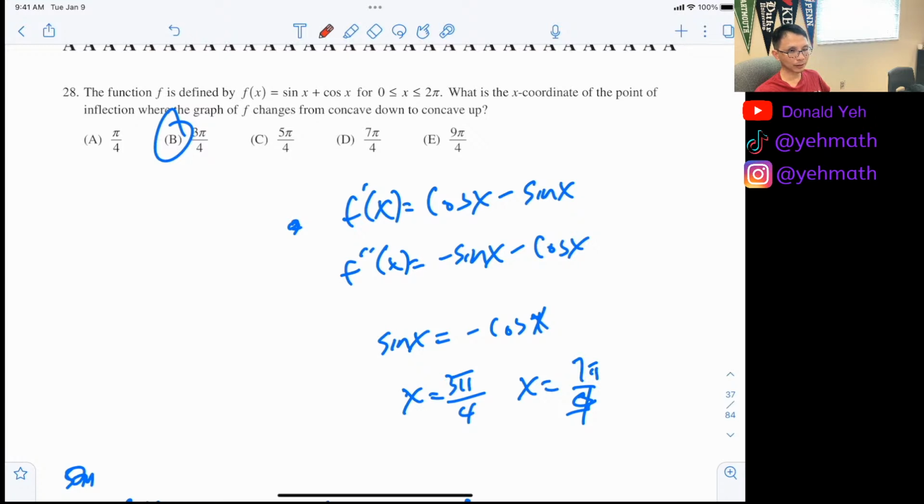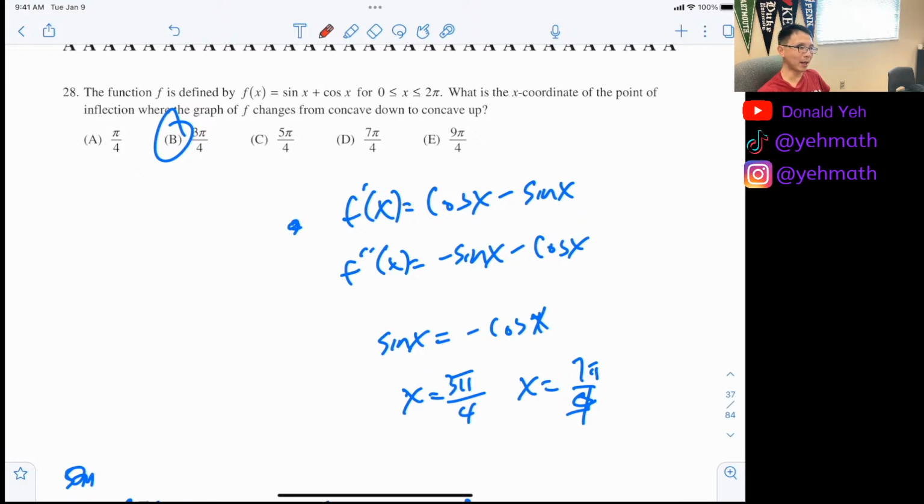I got to the negative sign. Okay, so I got negative sine of x minus cosine of x. I set it equal to 0. Sine of x equal to negative cosine of x. The only time it happens has to be second quadrant and has to be pi over 4. So it'd be 3 pi over 4 and 7 pi over 4. They kind of give you the clue already.